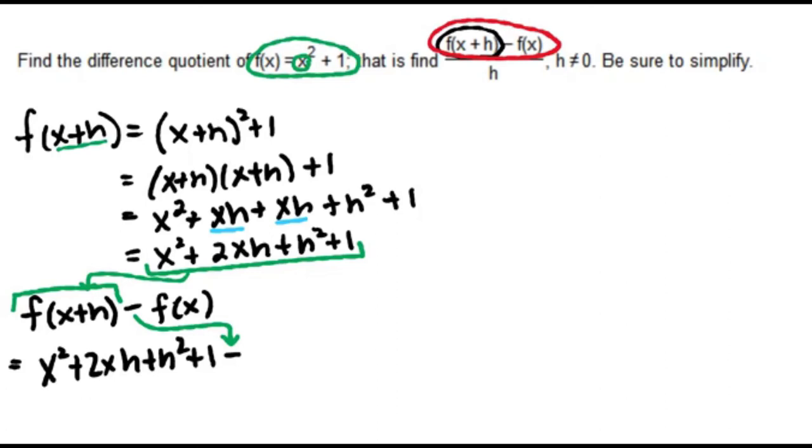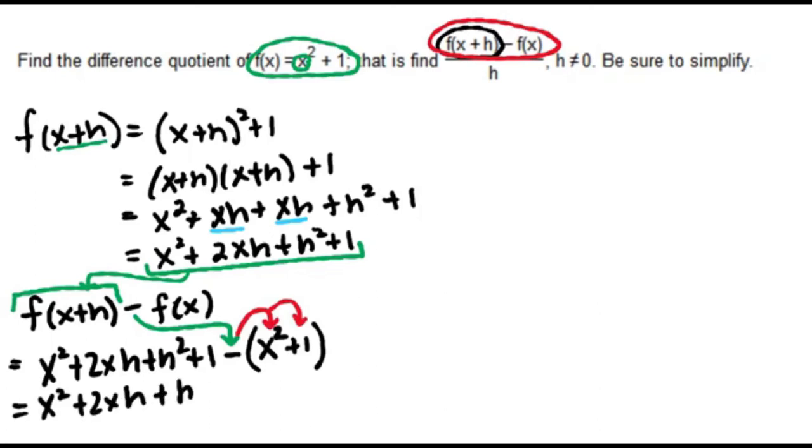And f of x is that function that we were given to start with. F of x is x squared plus 1. I want to subtract that function, x squared plus 1, but I want to make sure I subtract the whole function, so I'm going to put parentheses around it. And now we want to simplify. So I'm going to distribute that negative to both terms in the parentheses, and that gives me x squared plus 2xh plus h squared plus 1. And now using that distributive property, I have minus x squared minus 1.